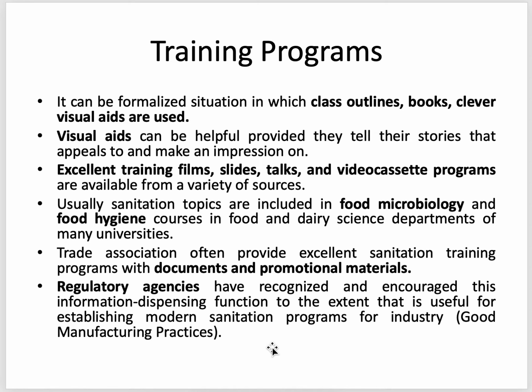GMP is actually a compilation of the SOPs, the guidelines, or the information which needs to be followed or applied in a food processing plant. Different regulatory agencies recognize these GMP procedures, and they also encourage them to be applied in the food plant.